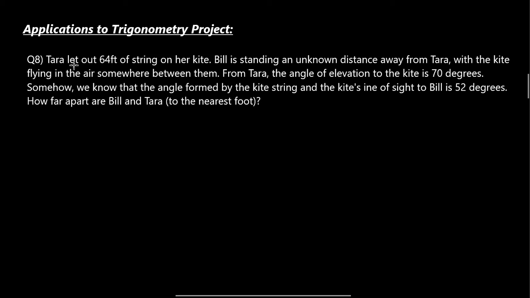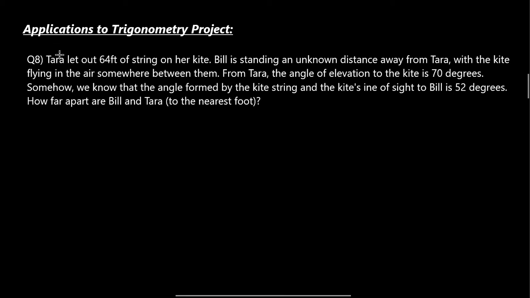Welcome to the 8th question in Applications to Trigonometry project. In this question, we have Tara let out 64 feet of string on her kite. Bill is standing an unknown distance away from Tara, with the kite flying in the air somewhere between them. From Tara, the angle of elevation to the kite is 70 degrees. Somehow we know that the angle formed by the kite string and the kite's line of sight to Bill is 52 degrees. How far apart are Bill and Tara to the nearest foot?